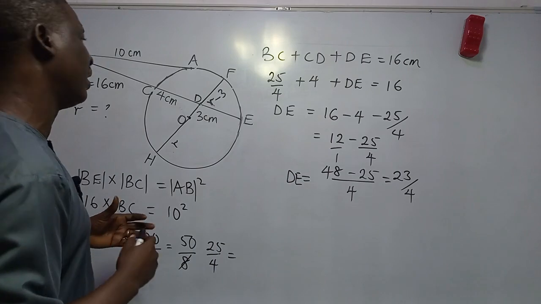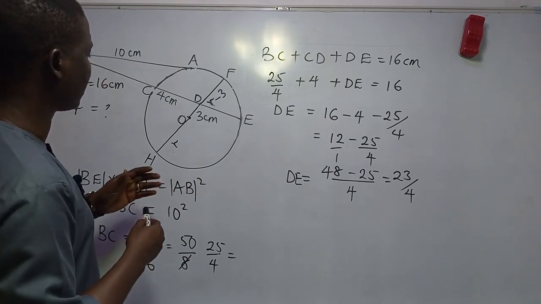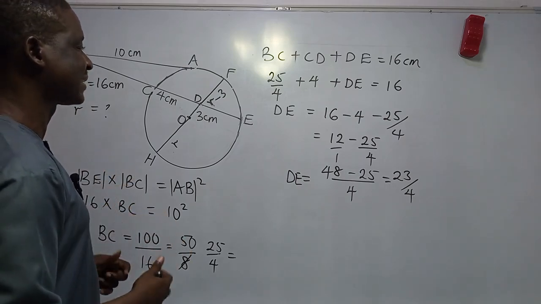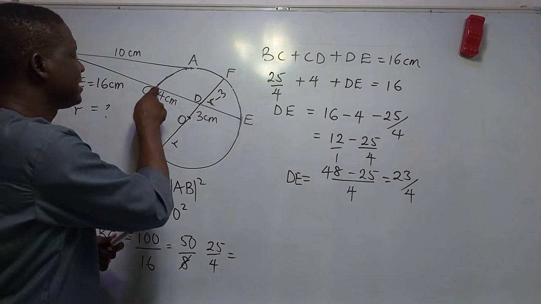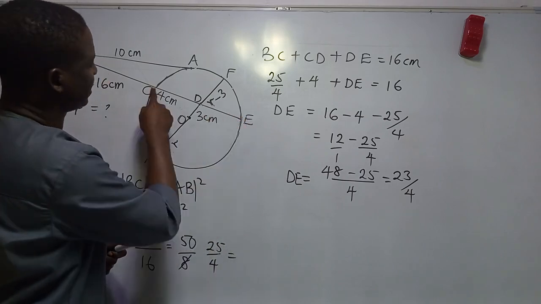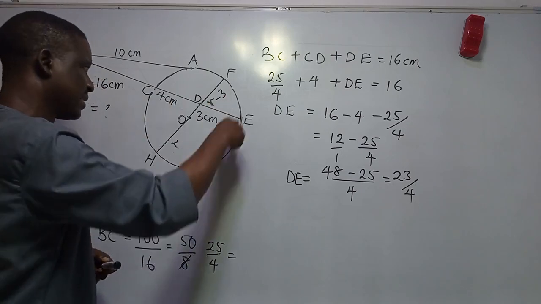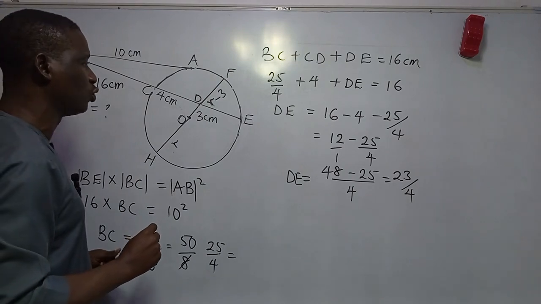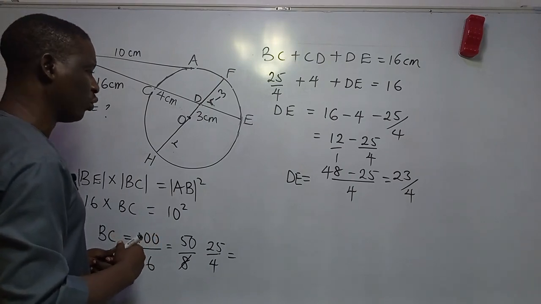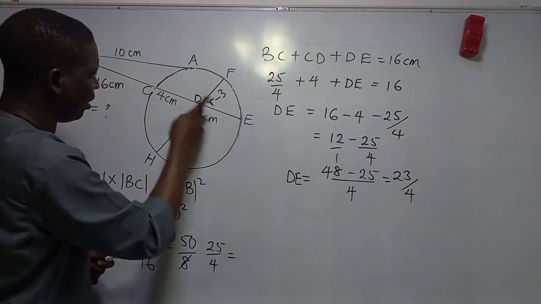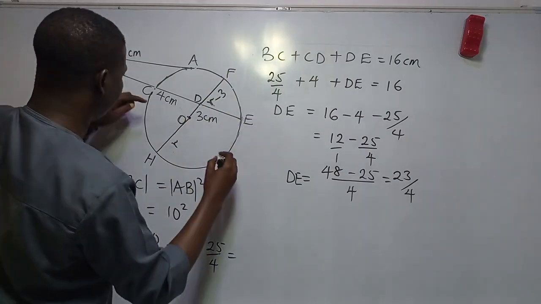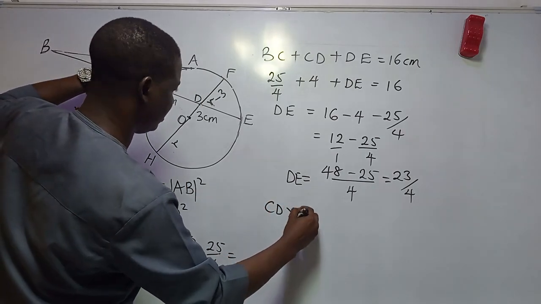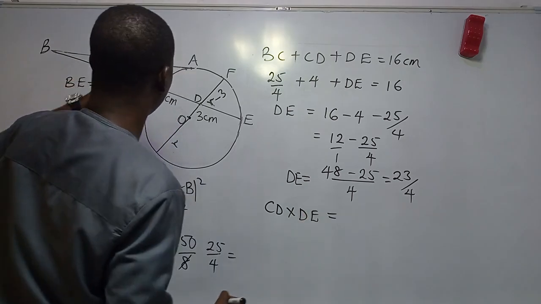Now, since we have gotten our DE, we can go ahead to apply the chord intersect theorem. That means CE is a chord of this circle. Now, FH is also a chord. So if you have two chords, this is one chord, this is another chord, we can say CD times DE is equal to what?